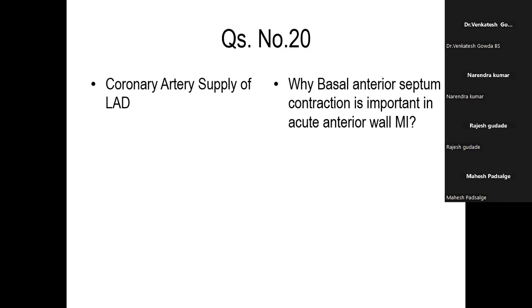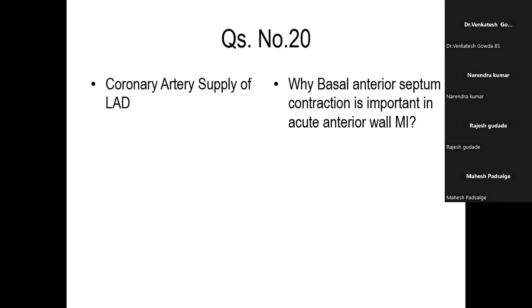So how many segments are supplied by LAD? Sir, 1, 2, 3, 4, 5, 6. Sir, including apex, it is 11. Including apex is 11. Okay, that's fine. Total 10 segments plus one apex is supplied by LAD. Right? No. If you're counting on the 17 segment model, 9 segments are supplied by LAD. If you're counting on the 16 segment model, 8 segments are supplied by LAD. Listen now very carefully.